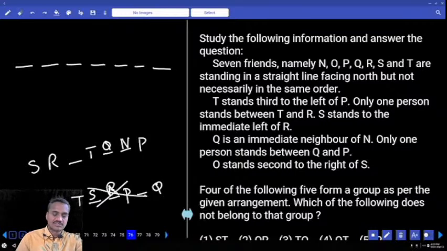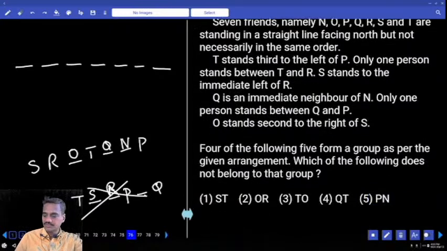Here O is second to the right of S is false. Here O is seated second to the right of S. Then according to this arrangement, four out of the following means odd one out. S and T, are they adjacent? No, there are 2 persons in between these two. And next one, S and T, there are 2 persons.